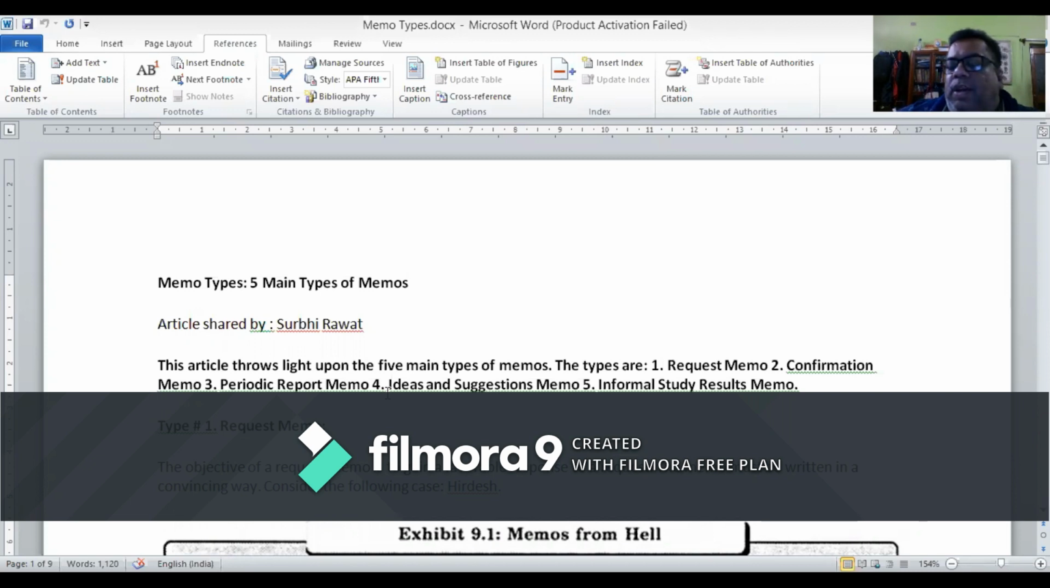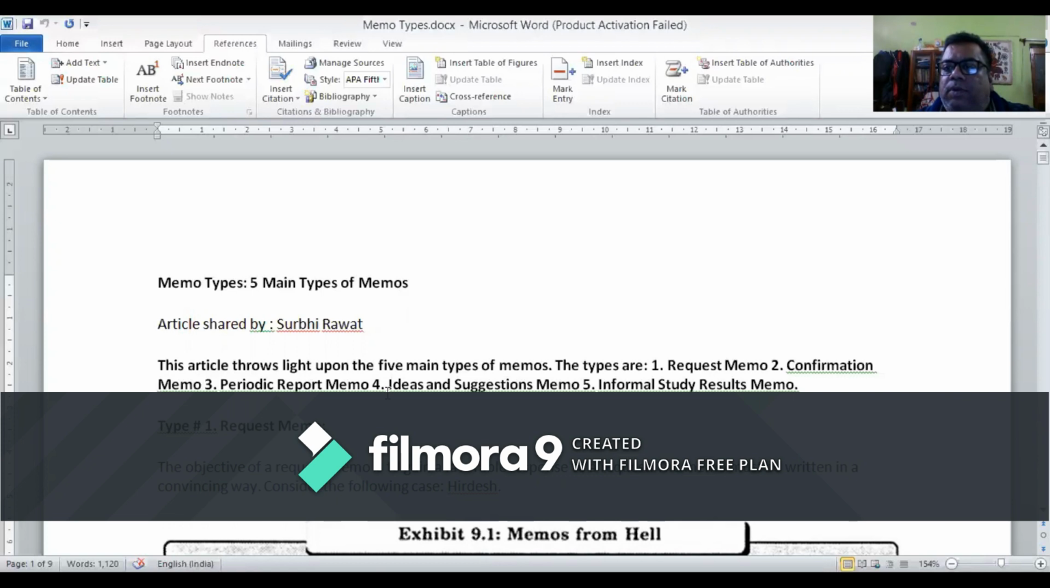A memo is not like a contract which has legal implications, which means that on the basis of a contract, we can be taken to court. But for writing a memo, there are no such legal implications. There are various kinds of memos, and in this discussion, we shall be reviewing some of these.